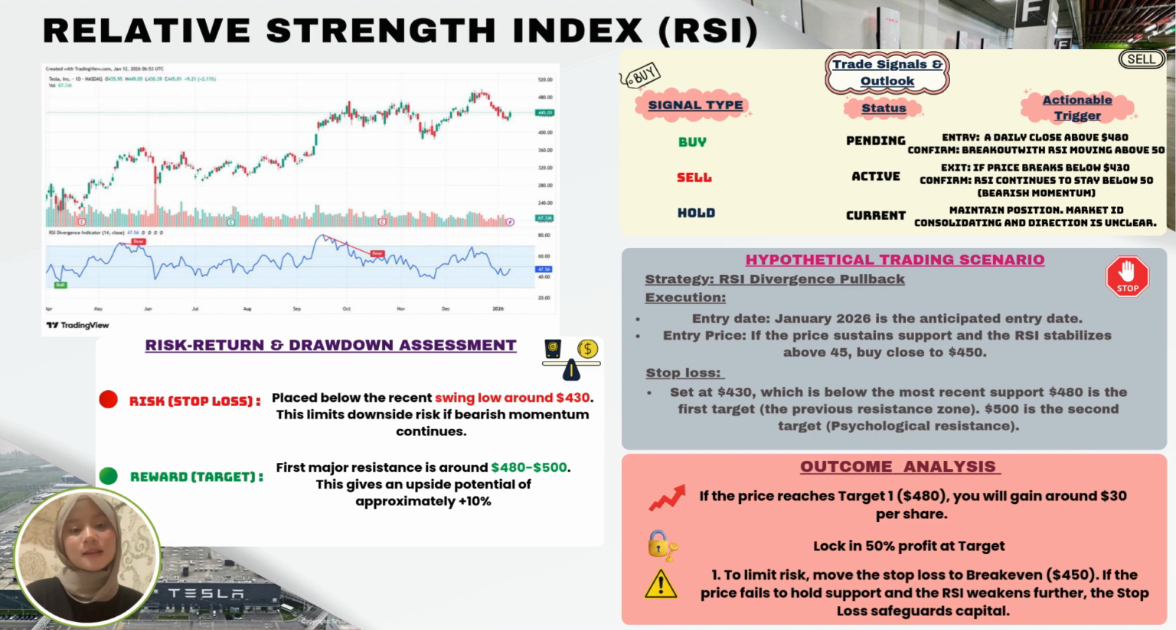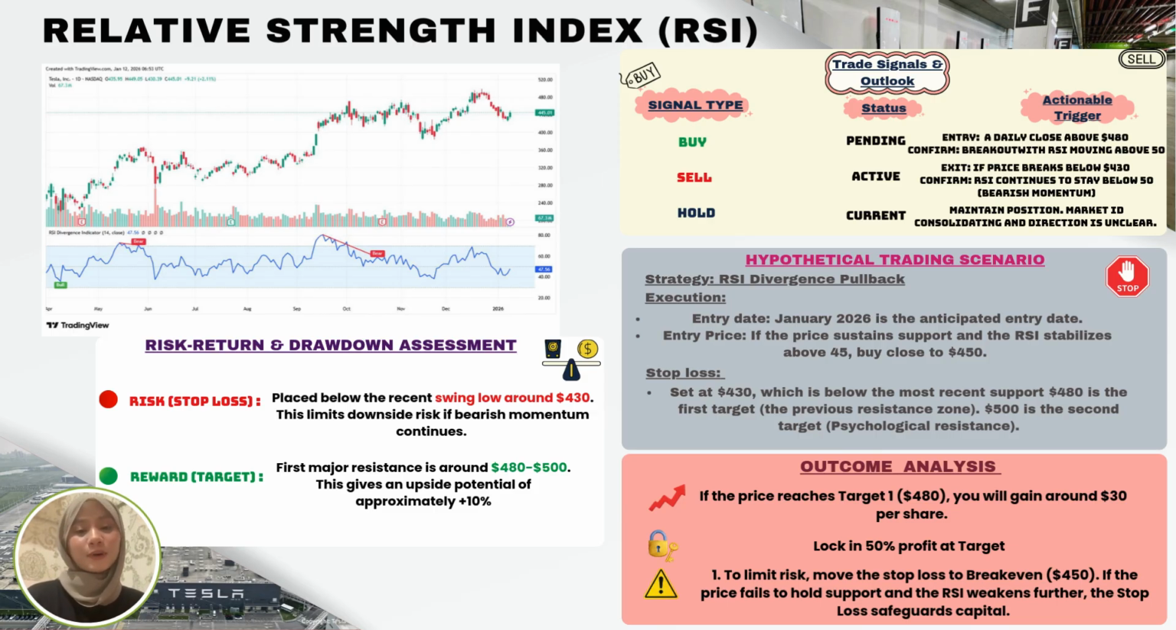Currently the status is pending. This means the trend is not confirmed yet. A buy entry will only be confirmed if Tesla closes above $418 on a daily basis and the RSI moves above 50. If the RSI stays below 50, the outlook remains bearish to neutral. At the moment, the market is in a consolidation phase, so the price direction is still unclear.